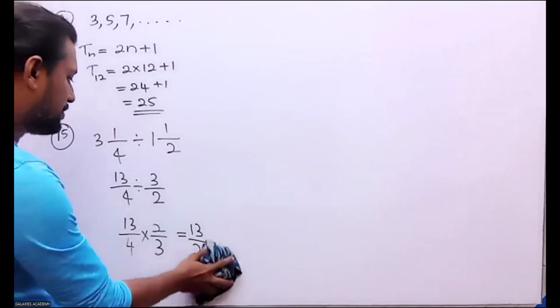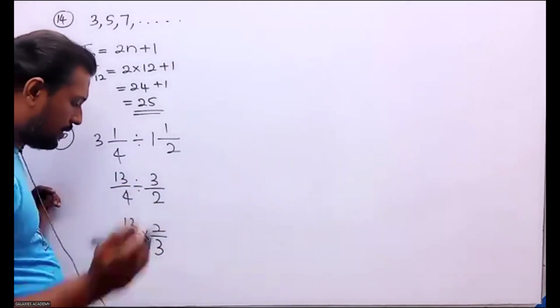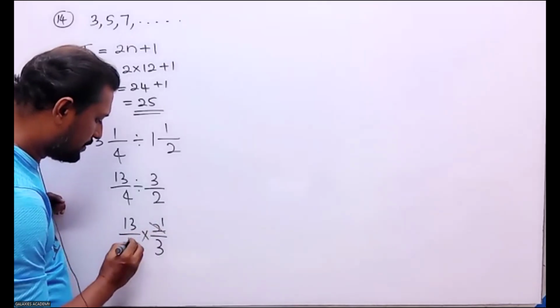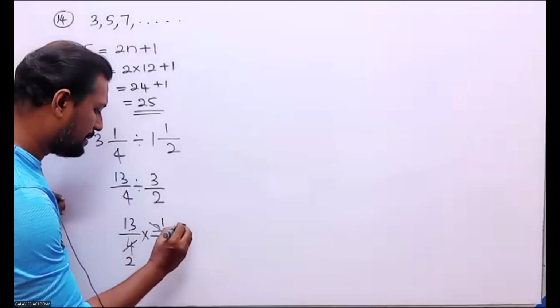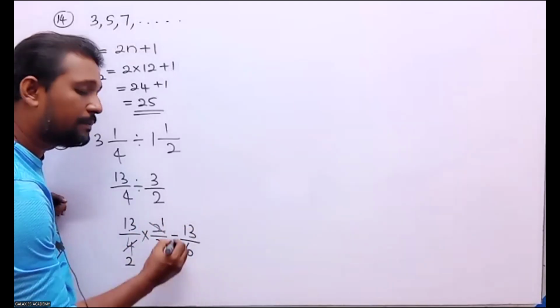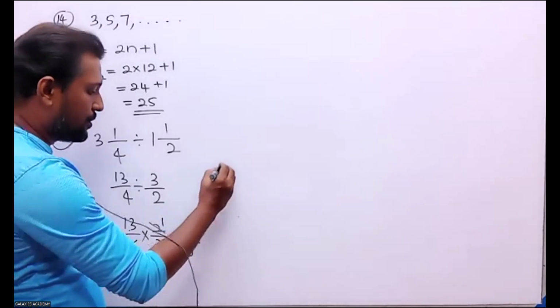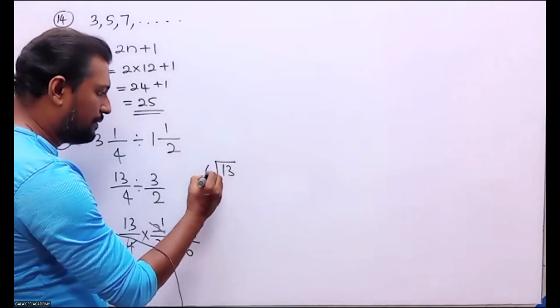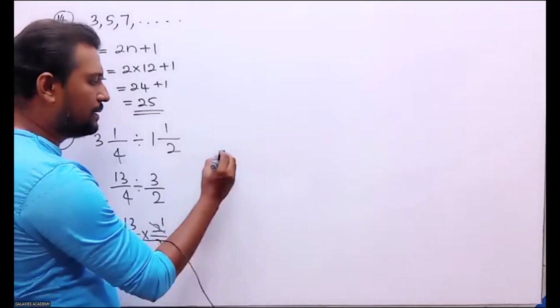Then also 2 and 4 you can divide by 2. 2 divided by 2 is 1. 4 divided by 2 is 2. Then the answer is 13 times 1, 13. 2 times 3, 6. But you can't keep this as the final answer, no? Because it is an improper fraction. So you have to divide 13 by 6. That means you have to convert into a mixed number.